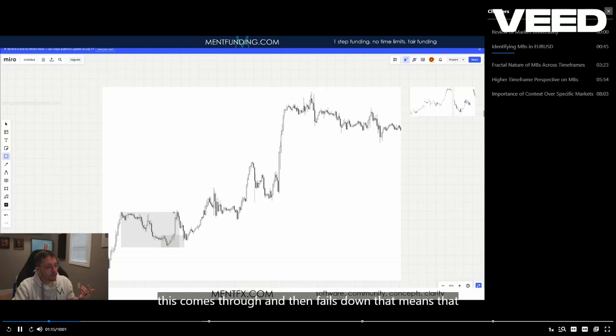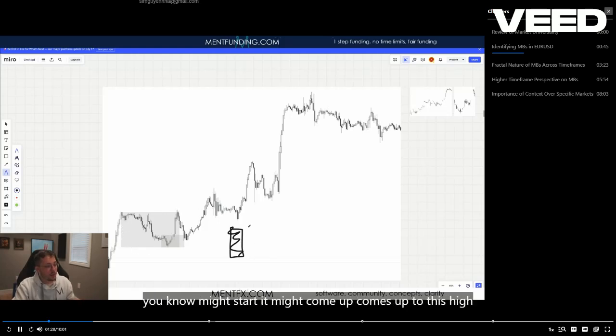Then, in this case, instead of just taking off through that MB, this comes through and then fails down. That means that likely, on a higher time frame, what is that looking like, right? That's an open of a candle, comes down, makes that low, right? Then on the next candle, it might come up to this high and then comes down and closes around here.